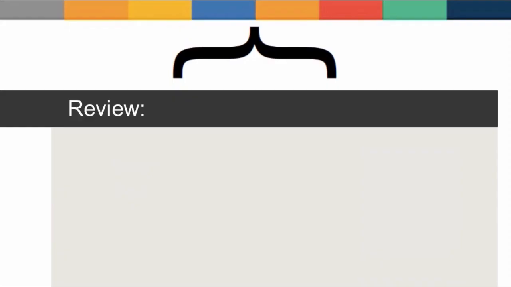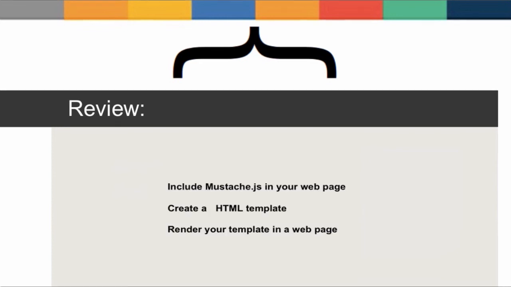In this video, we were introduced to Mustache.js, a JavaScript templating library that facilitates separation of presentation and data in your code. We discussed how to include Mustache.js on your web page and the basics of creating HTML templates. After building our HTML template, we injected it into a web page by iterating over the data and using the render method of the Mustache object, which populated our HTML with the data.